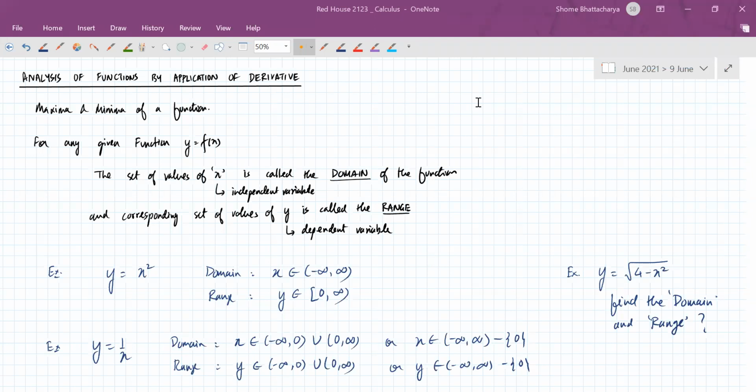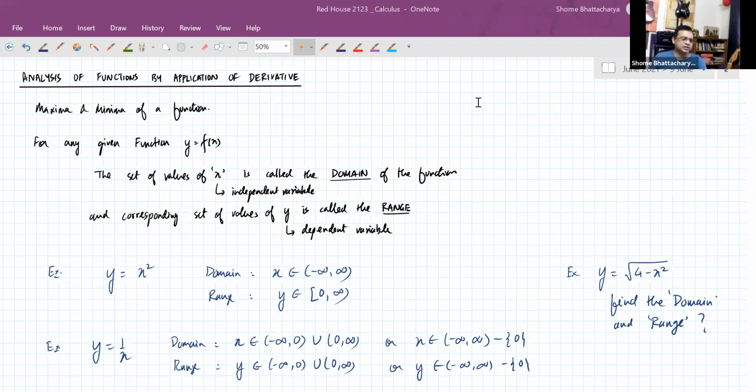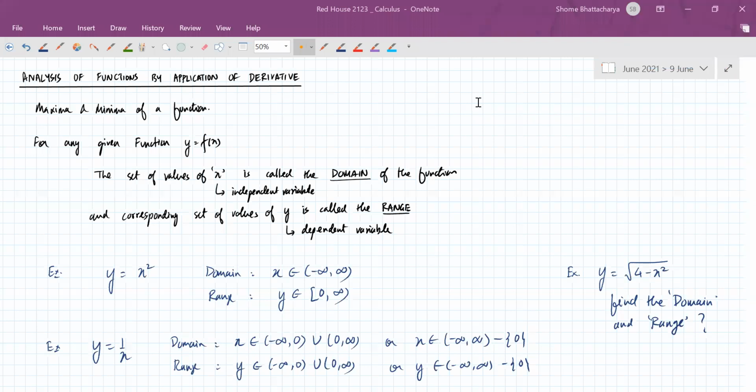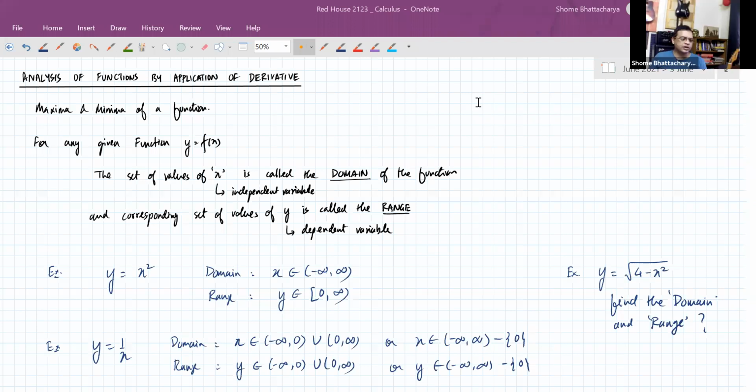Now, you can see that for the function 1 by x, we can do this operation for all real numbers other than x equal to 0, because 1 by 0 is undefined. Similarly, when we look at the range, there is no value of x for which y becomes 0. If x tends to infinity, y tends to 0. But there is no exact value of x for which we get y equal to 0. That's why the range also excludes 0.